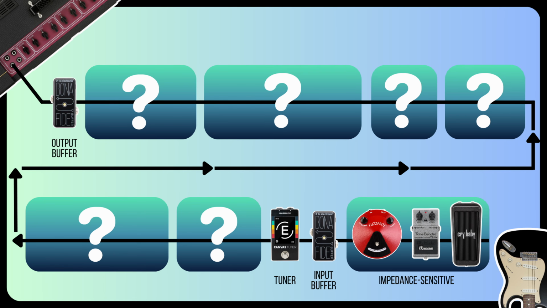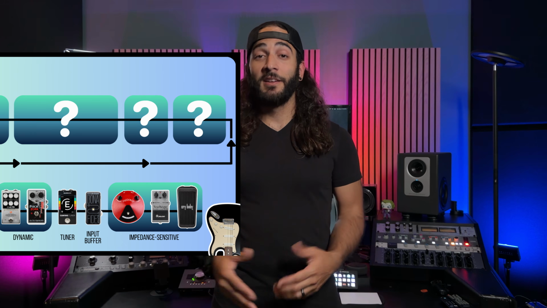So far, we have our impedance-sensitive pedals, we have our input buffer, we have our tuners, and next up would be dynamic effects. Now, dynamic effects include your pitch shifters and octavers, your filters, your wahs, your synth pedals, and compression. These all respond directly to the dynamics from the guitar and your playing, so these need to live up close to the guitar signal. Now, there is an order that I recommend placing these pedals in, so that way you get the best possible result.